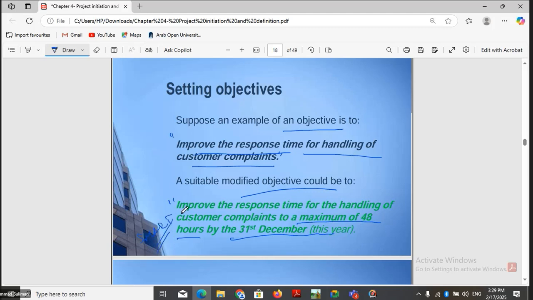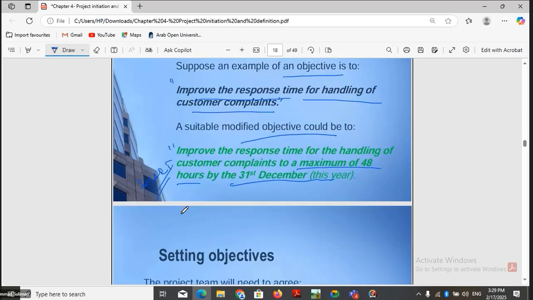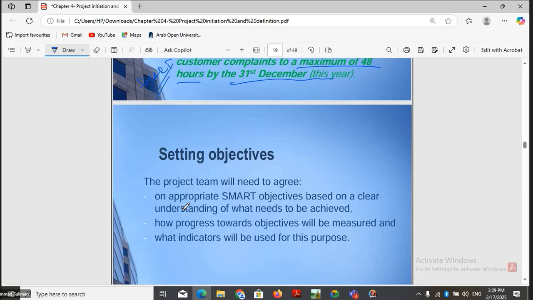Smart objective. Our objectives must be SMART: specific, measurable, achievable, result oriented, and time oriented. The project team will need to agree on appropriate SMART objectives, based on a clear understanding of what needs to be achieved, how progress towards the objectives will be measured, and what indicators will be used for this purpose.